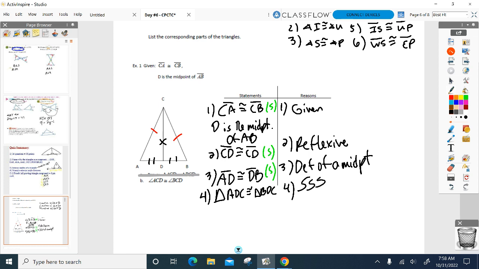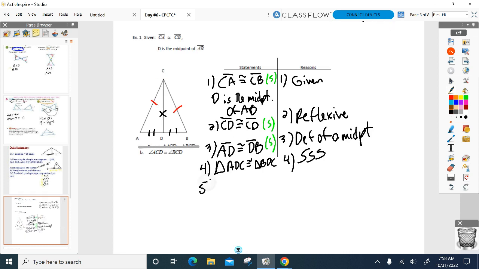All right, now we're going to take these proofs one extra step and say, since the triangles are congruent, any of their corresponding parts are congruent, including angle ACD congruent to angle BCD. And here's a new reason. This reason's not on the quiz tomorrow. It's brand new. You're not going to be quizzed on it.